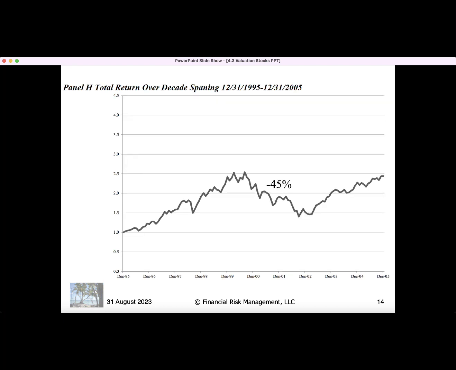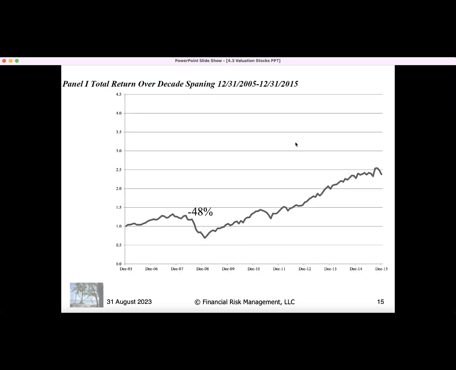So by now you should be able to detect a pattern. We do have severe declines, at least one every decade, but if you hold stocks for the entire decade, you end up, in this case, up almost 150%.